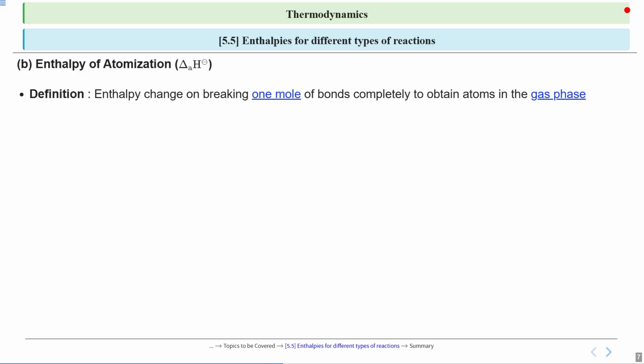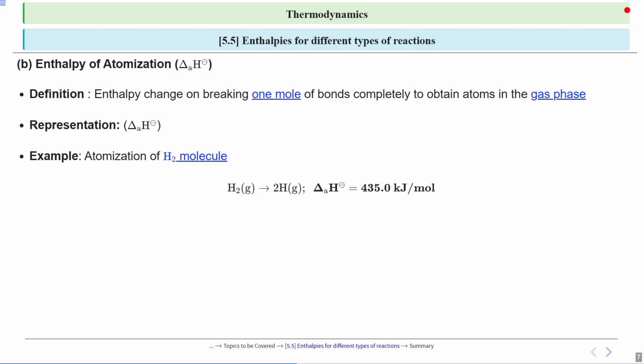So 3 things are important here. First, you are to be breaking 1 mole of bond. You will always break 1 mole of bond. Second, the product should be obtained in the atomic form. And third, the atomic form should be in the gas state. Now let us try to exemplify this with the help of a reaction. Of course, the representation is ΔaH°.